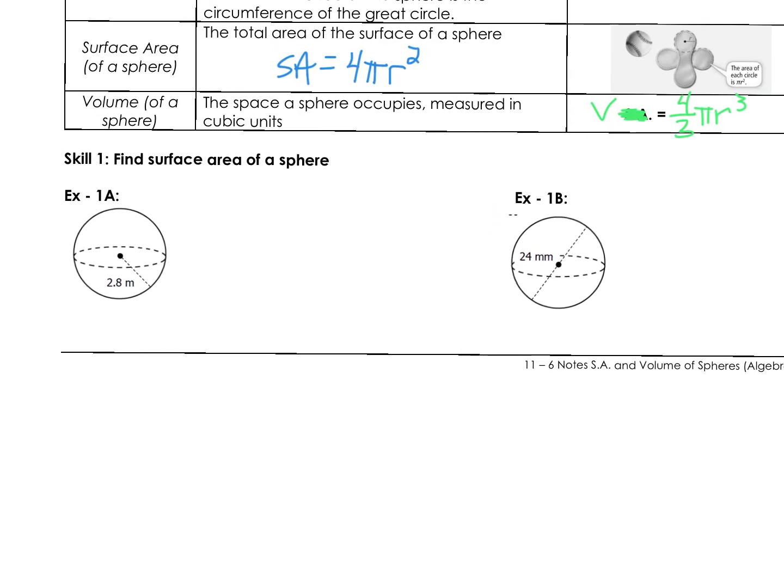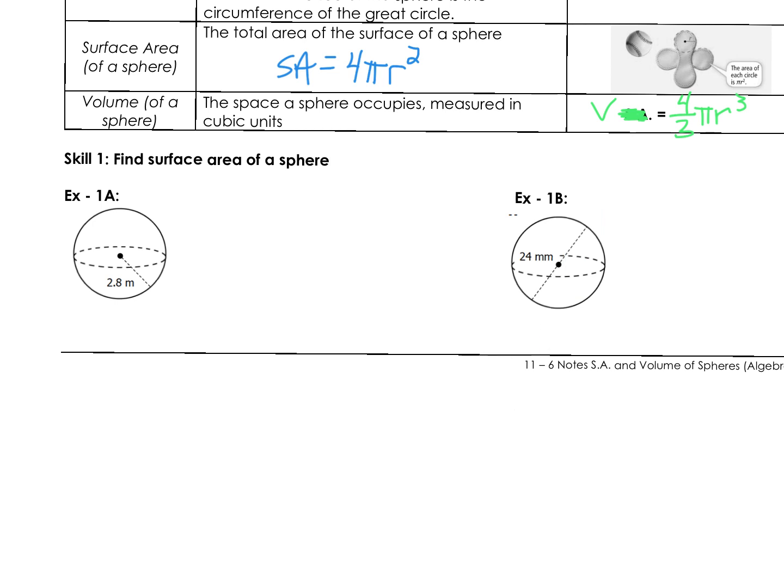So I'm going to run through the first one. We do need the radius for both formulas, so no matter what you're given, you're going to have to find the radius. In this first example, you've been given the radius. In this example, you've been given a diameter, so you'll have to cut this one in half. I'm going to do the first one with you and let you do this one on your own.